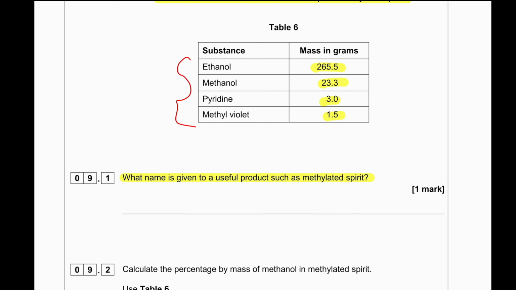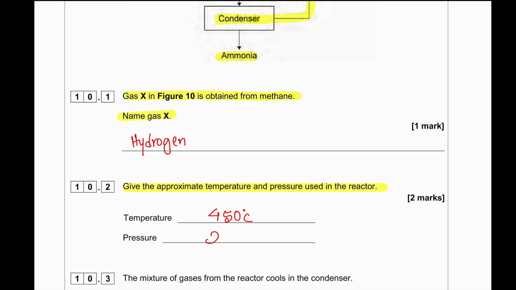Give the appropriate temperature and pressure used in the reactor. The temperature used for this particular process is 450 degrees Celsius and the pressure is 200 atmospheres. This particular temperature and pressure gives the best yield of ammonia.